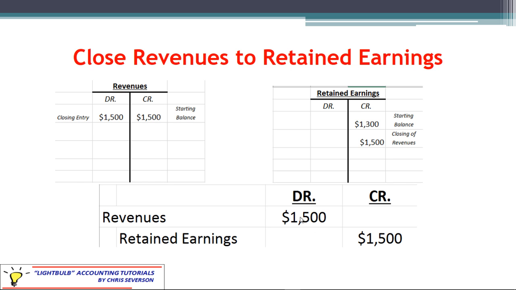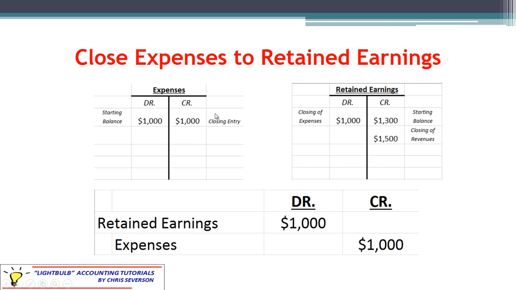Of course, we need a credit to this journal entry. The credit goes to retained earnings. As you can see over here, we credit retained earnings for $1,500. And basically what we're doing is moving the credit balance in revenues over to a credit in retained earnings. We're doing it through this journal entry, though.